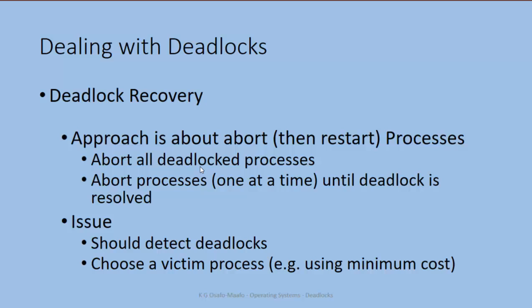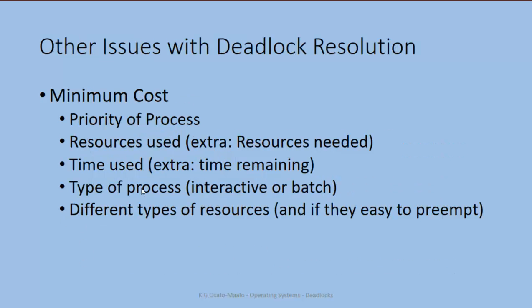Or instead of trying to kill all of them at once, you can pick a few, make some guesses, and kill a process one at a time until the deadlock is resolved. And so the issue there is, when should you detect deadlocks? And of course, how do you choose your victims for deadlocks? Now, there are other issues that exist when resolving deadlocks. Remember, usually you're trying to figure out which process do you kill. And so there are many issues that are discussed.